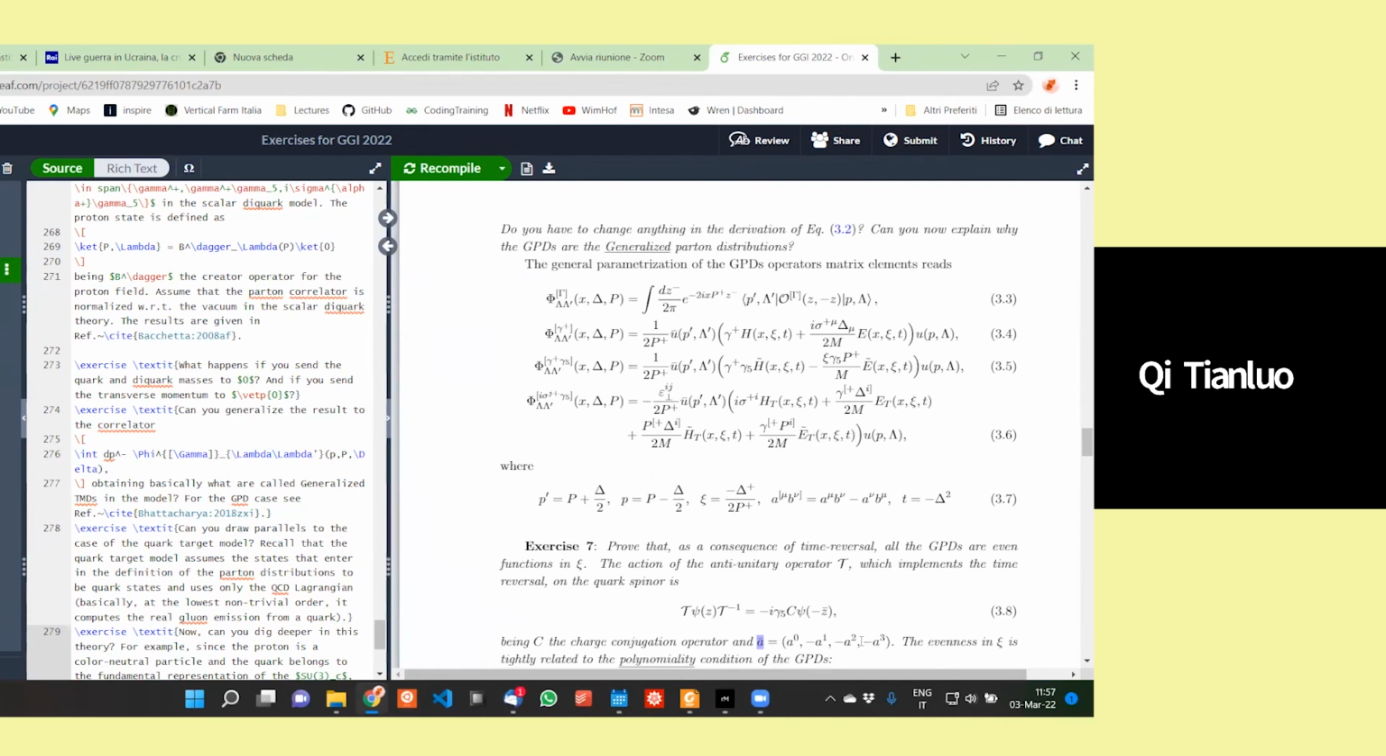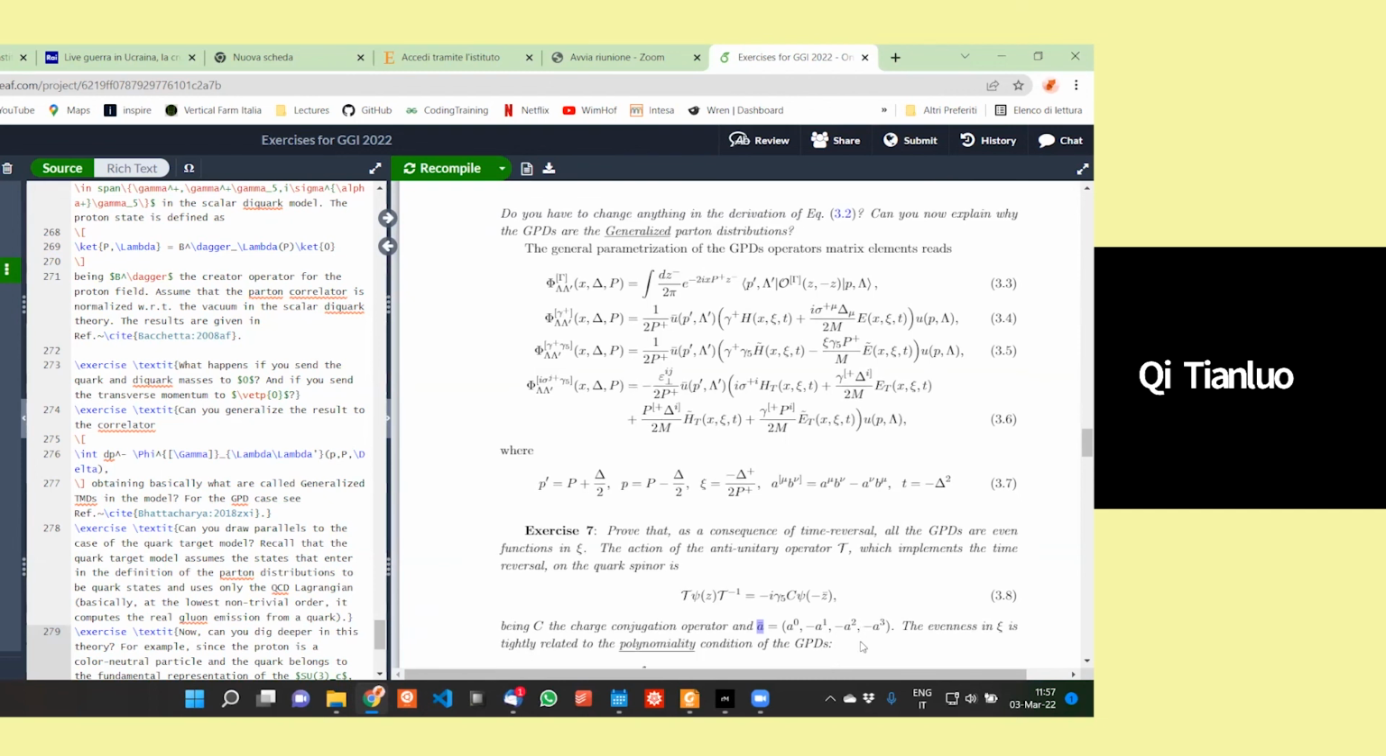So maybe I have to formulate my question like this. Is there any way that we can deduce 3.8 from using 2.5 and 2.6, something like this? Because if we are using the ordinary quantization, then basically it is Peskin's book, just the textbook procedure. But while we are using 2.5 and 2.7, then something gets.